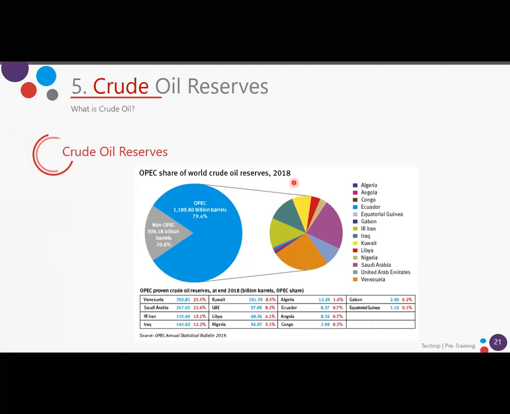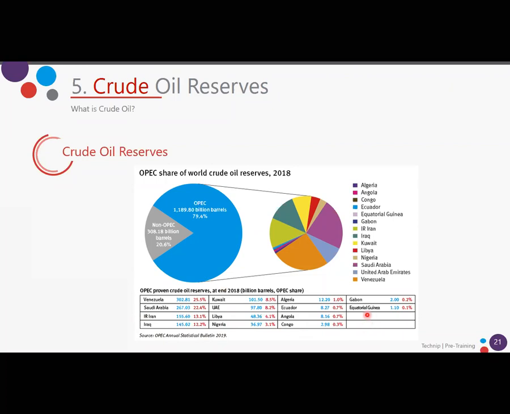So we can see that these are the OPEC members. These are not OPEC members. We can see the proven crude oil reserve in billions of barrels. In the first place, we have Venezuela, then Saudi Arabia, Iran, Iraq, Kuwait, and in the last, Equatorial Guinea.